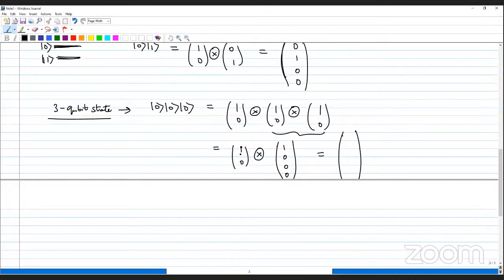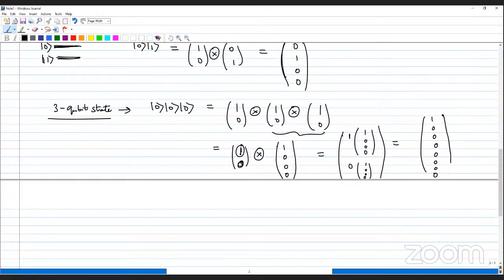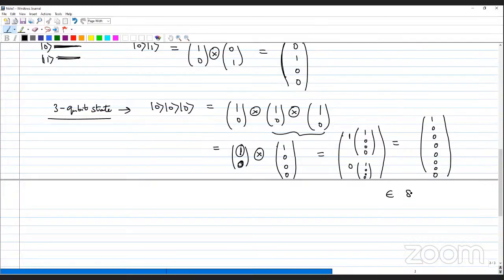Because the first entry multiplies this entire column vector as a scalar, and the next entry multiplies this entire vector again. So this basically is 1 times 1 0 0 0, 0 times 1 0 0 0. I apologize for the space, but I can write this out clearly here. So you see now this is 1 0 0 0 0 0 0 0. That's my column vector of length 8, which belongs to an 8 dimensional space.